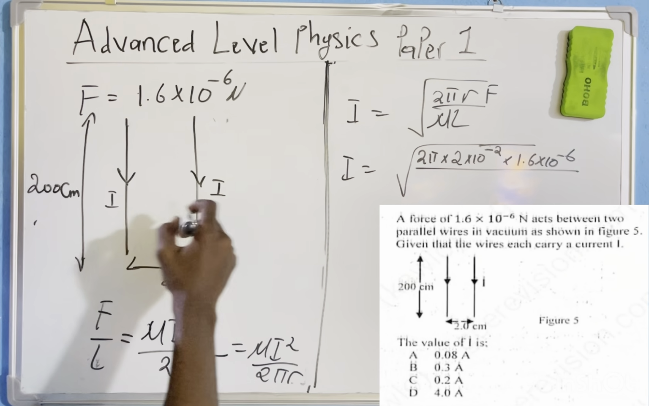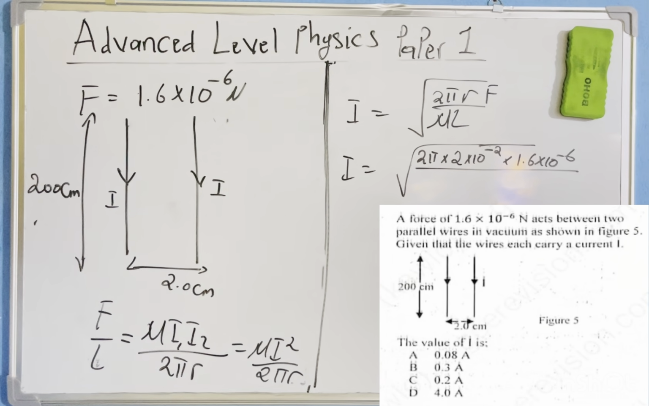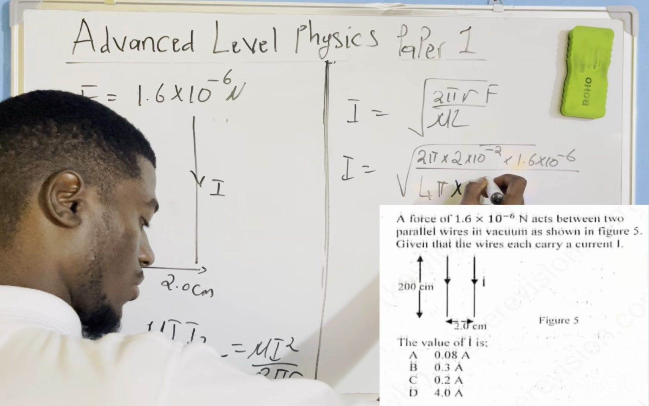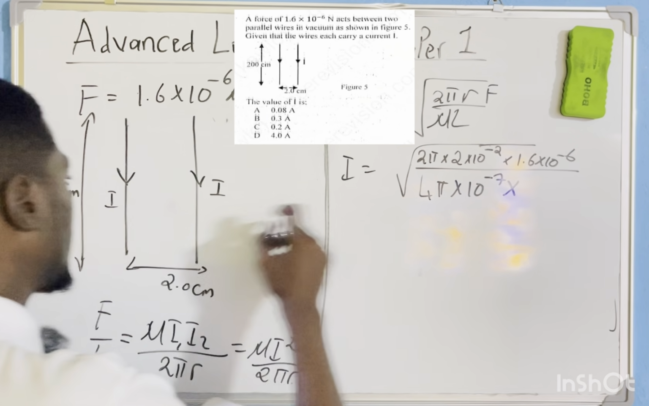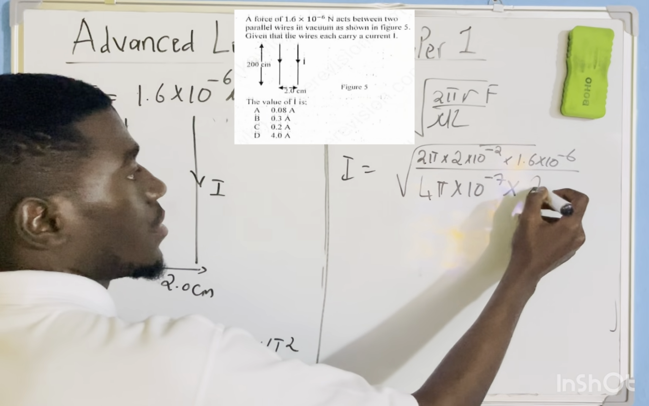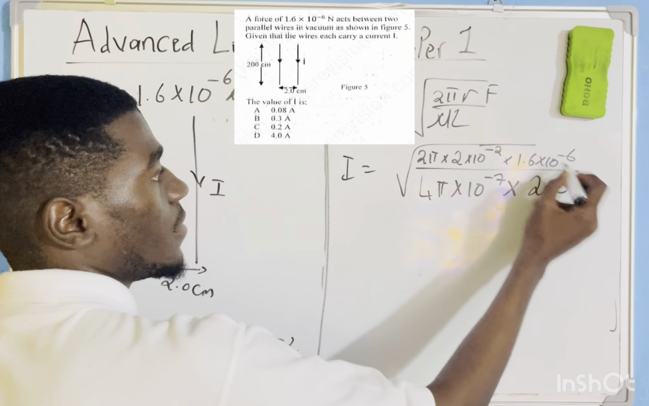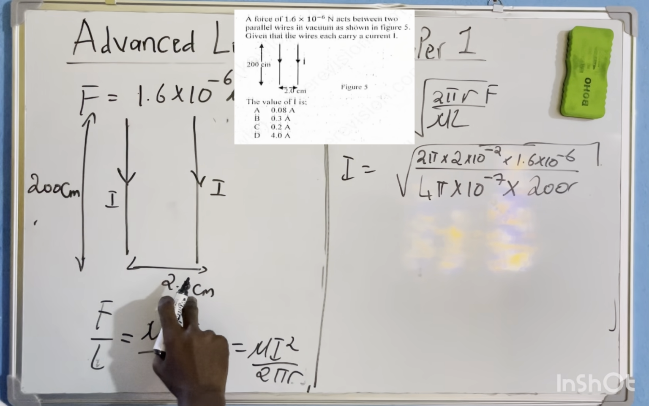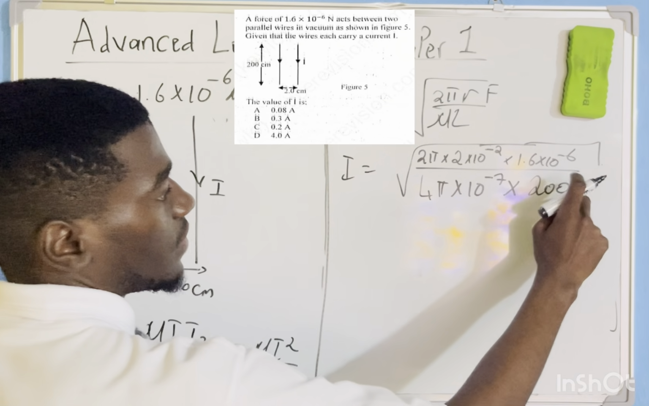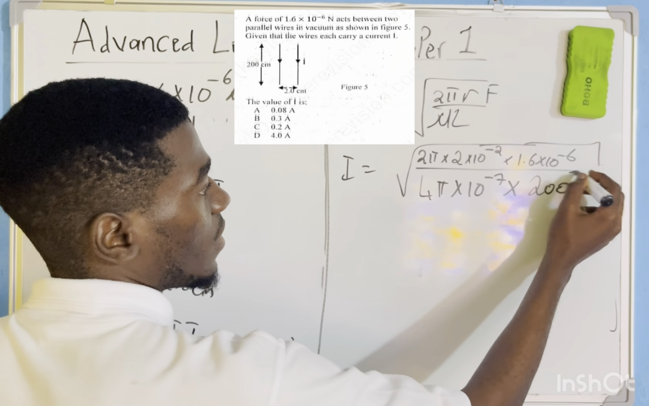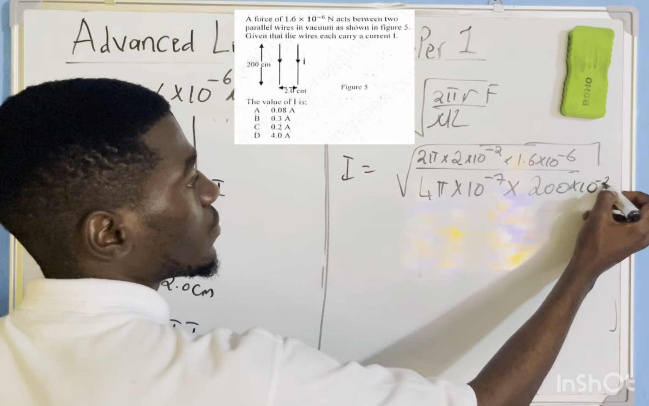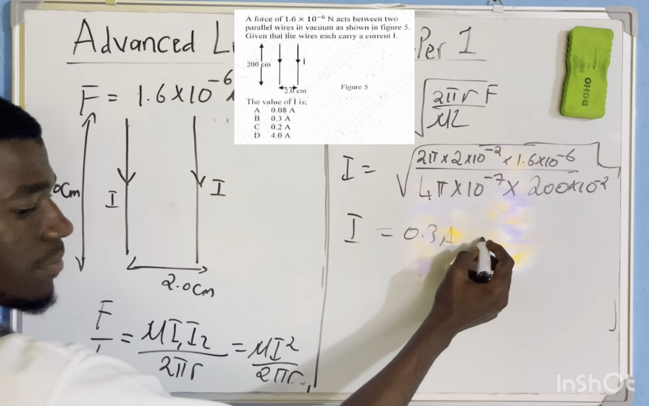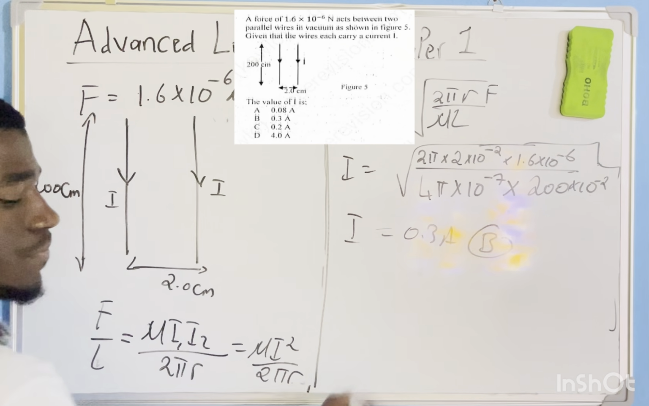all divided by mu. The value of mu is inside the formula booklet. It is 4 pi times 10 to the negative 7, times L, which is the length, 200 centimeters. Let me convert it to meters, times 10 to the negative 2 meters. After the calculation, you have 0.3 amperes, making the best option to be B.